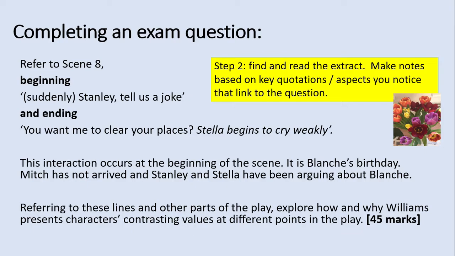The key words in this are obviously referring to these lines, that's the extract. It clearly tells you you've got to refer to other parts of the play, and it then asks you to explore how and why. Now, the why here is really just as important as the how. So the how is the language methods, the encoding of that text that Williams uses, and the why here is where you are looking at the messages that are involved. And then the key words here, the question steer, is contrasting values. And again, just in case you hadn't got it the first time, it is telling you to look at different points in the play. So the focus that we're looking at here is the contrasting values of the key characters who are also mentioned in this question.